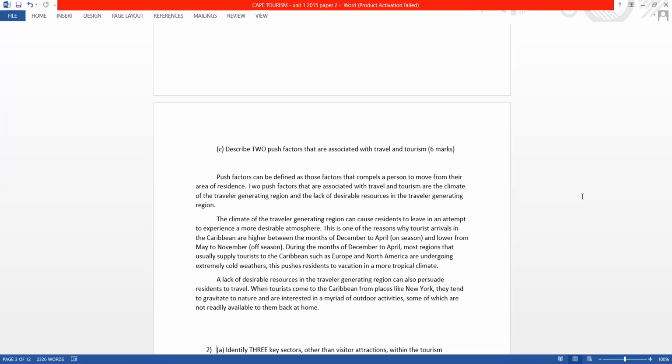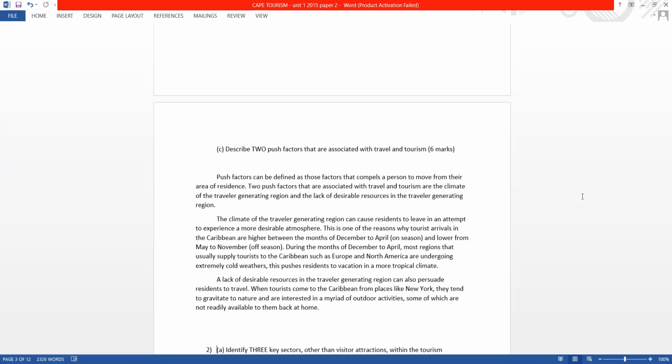2 push factors that are associated with travel and tourism are the climate of the traveler generating region and the lack of desirable resources in the traveler generating region. And these are only 2 factors, right? There are many other factors that can motivate travel. There is no one way to answer these types of questions. You might use 2 other factors, and that's okay, as long as they are appropriate and accurate.